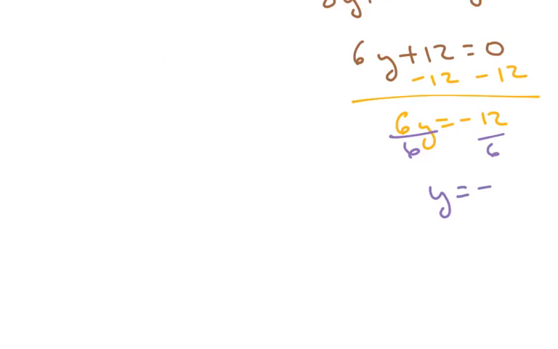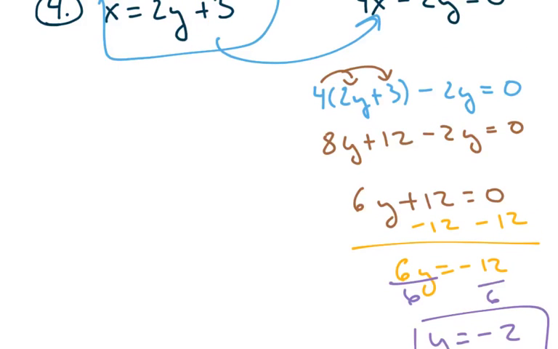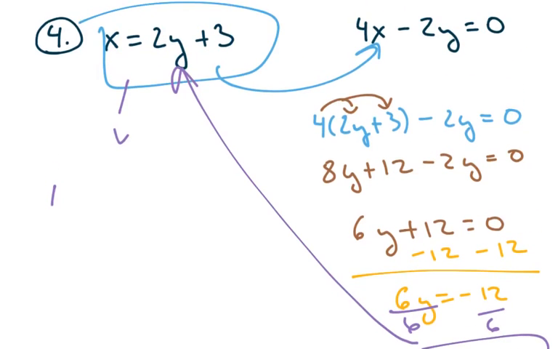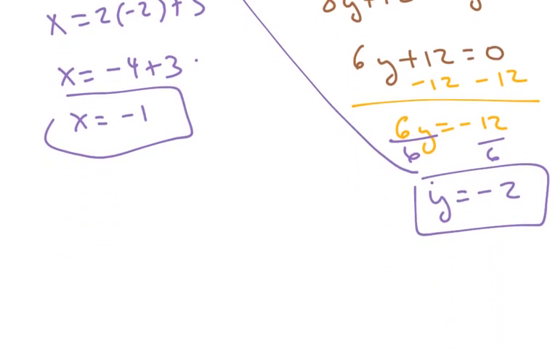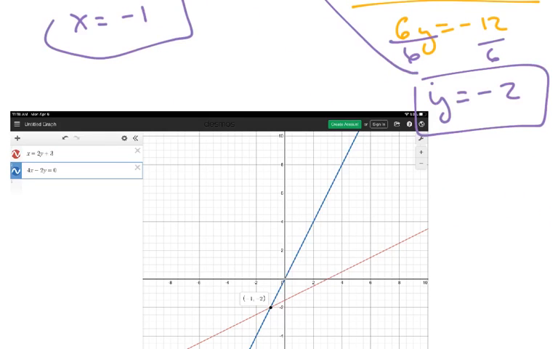Y equals negative 2. Take that value of y equals negative 2 and plug it back in here, so x equals 2 times negative 2 plus 3, so x is negative 4 plus 3, so x is negative 1. So, once again, we can see that our answer corresponds with the graph. Great, let's keep going.